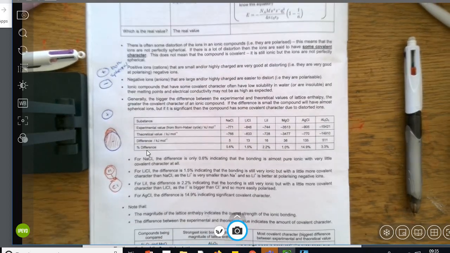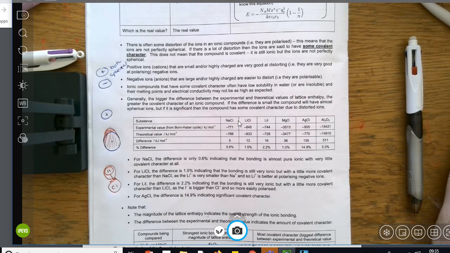So if you're looking at this table here, this is the experimental value that's calculated from the Born-Haber cycle. This is the theoretical version that's used from this equation. Now, if we subtract one from the other, we get the difference as 5 kilojoules per mole. If we go 5 divided by 771, we see that that is a 0.6% difference between the theoretical and the experimental. That is very small, so we can say that is almost perfectly ionic.